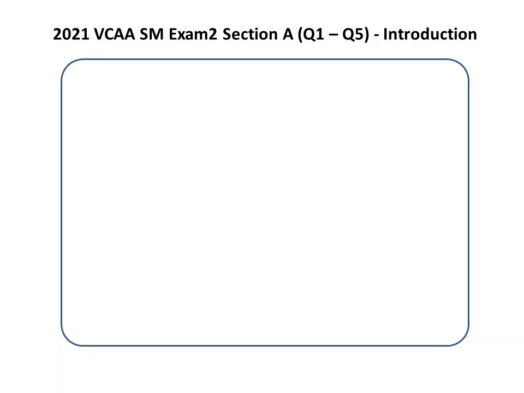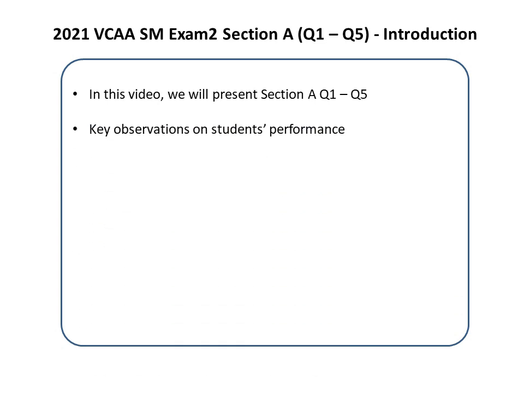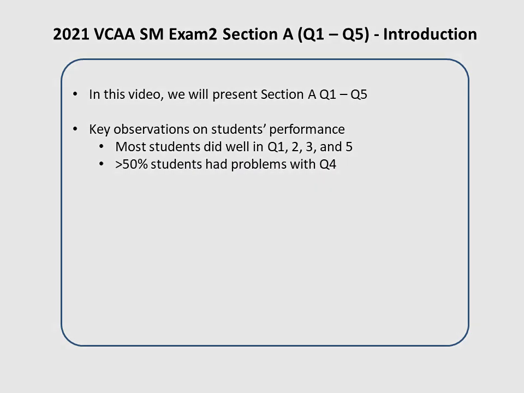Welcome to the fourth part of VCAA Specialist Maths 2021 exam papers. In this video, we will solve exam paper 2, section A, questions 1 to 5. Statistically, most students did well in questions 1, 2, 3, and 5. However, more than half of the students had problems with question 4.